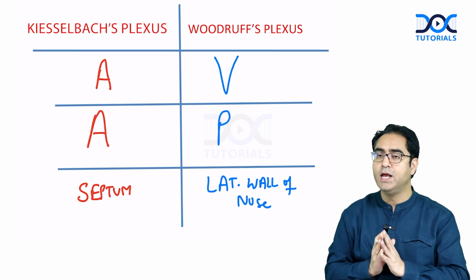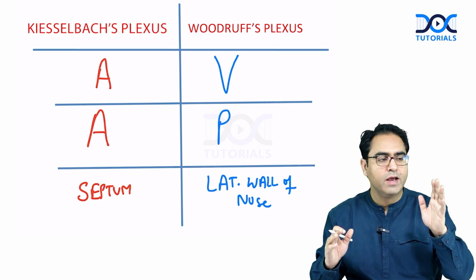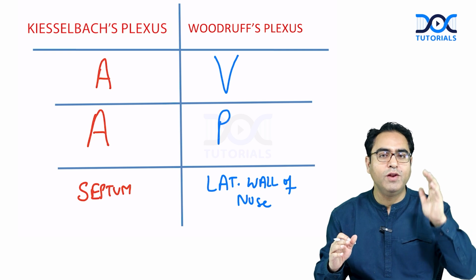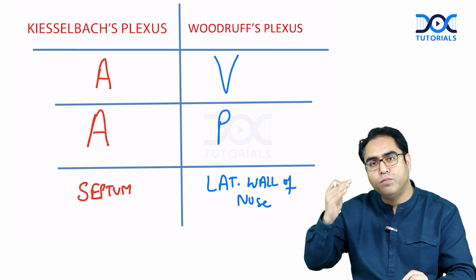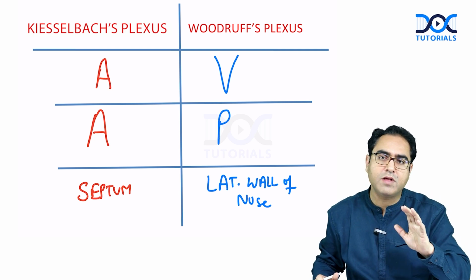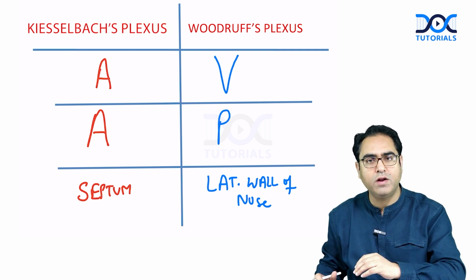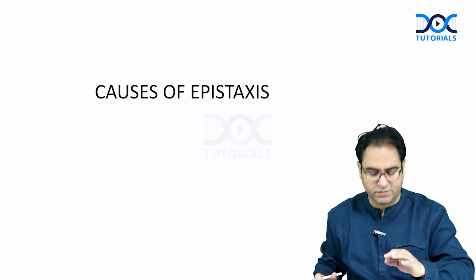Let's revise once again. The Kisselbach plexus is arterial, Woodruff is venous. Kisselbach plexus is in the antero-inferior part of nasal septum, but Woodruff plexus is on the posterior most part of the lateral wall of nose, just above the inferior turbinate. Kisselbach is the commonest site of bleeding and Woodruff is uncommon site of bleeding. Let us talk about the causes of epistaxis.